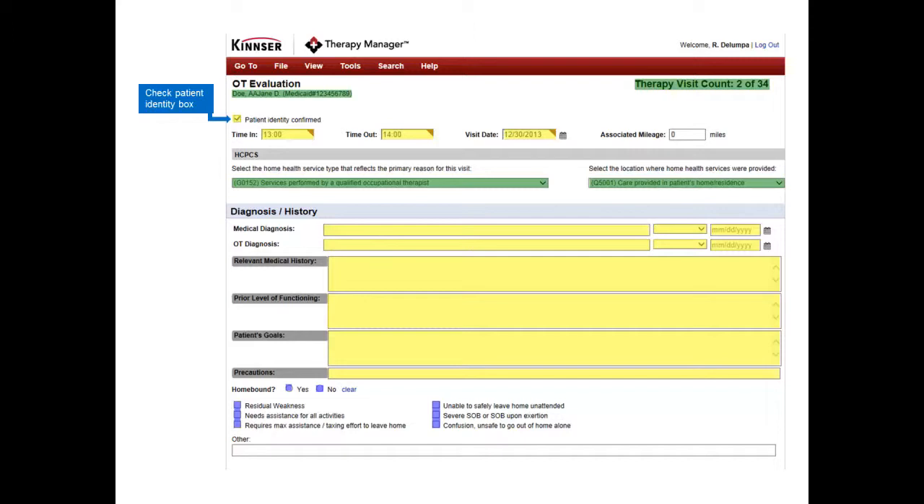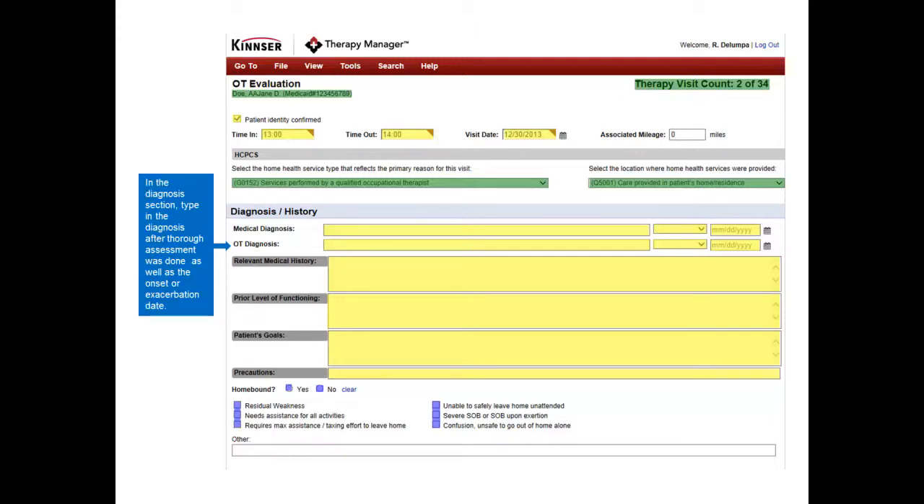Yellow highlighted areas are the areas to be filled for both geriatric and pediatric patients. Blue highlighted areas are for the geriatric patient only. Check the patient identity box. Time format must be in military format. The medical diagnosis is found on the referral sheet or client intake sheet.